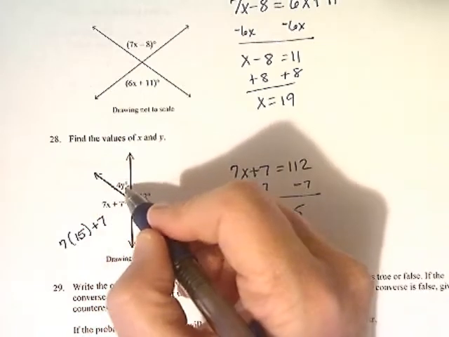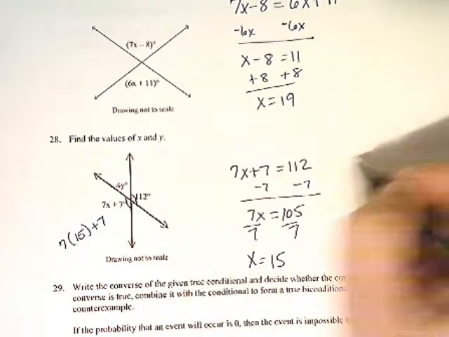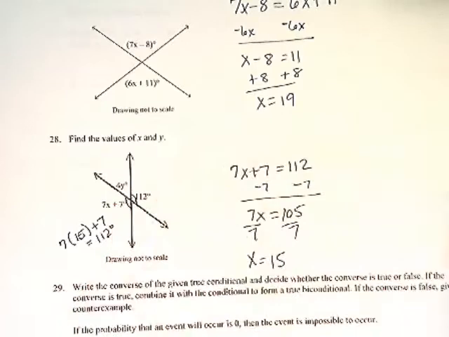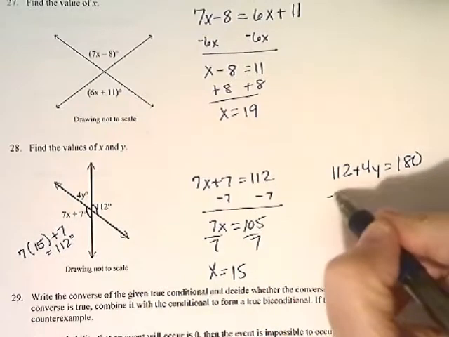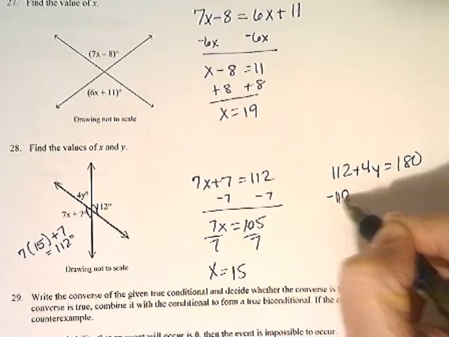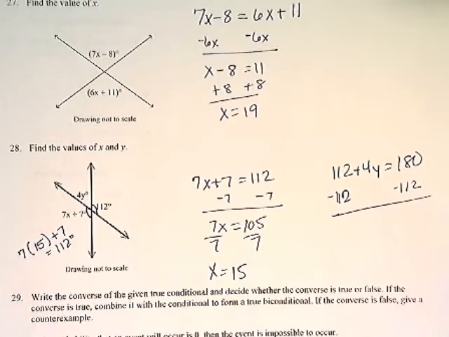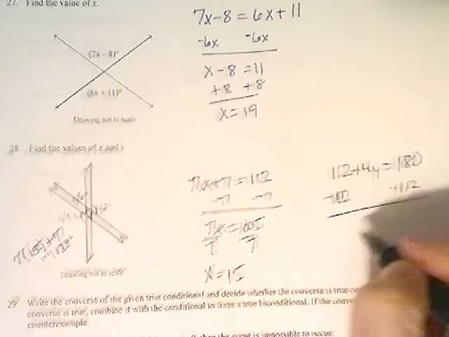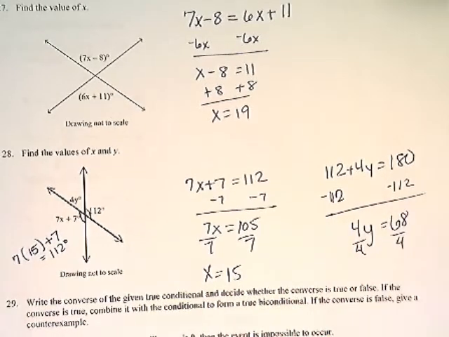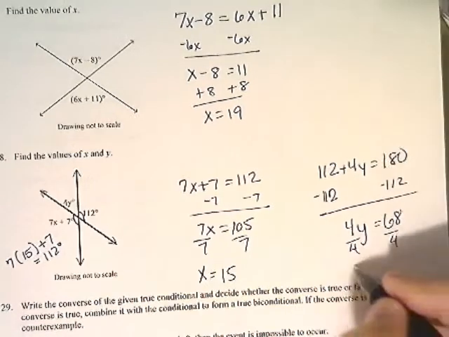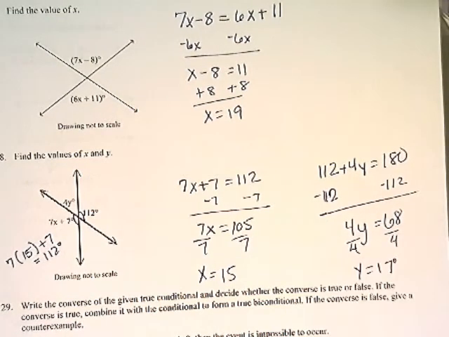If x is 15, then this is 7 times 15 plus 7. So I'm going to add that to 4y, which is 112. So 112 plus 4y should be 180 because those two angles make a straight line. I'm going to subtract 112 from both sides. So 4y is 68. Divide by 4. Y is 17. So x is 15, y is 17.